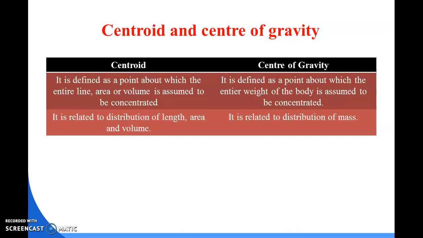So what is the difference between centroid and center of gravity? In case of centroid, it is defined as a point about which the entire line, area or volume is assumed to be concentrated, but in case of center of gravity, it is the point about which the entire weight of the body is assumed to be concentrated. The centroid is related to distribution of length, area and volume. Center of gravity is related to distribution of mass.